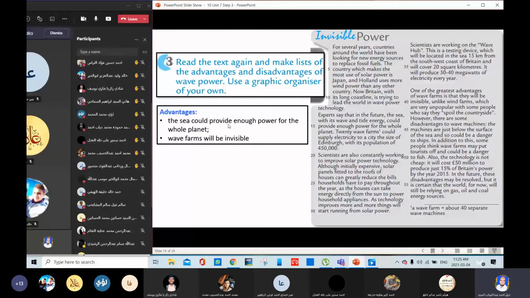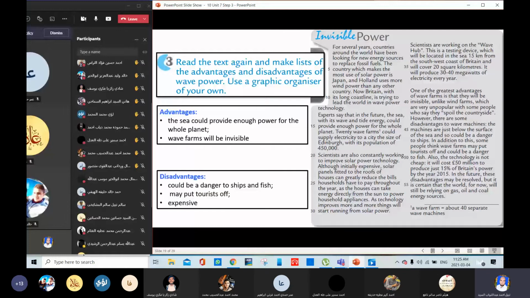And wave farms will be invisible. And you added the wave power is clean, it's infinite, and it doesn't pollute the environment. Okay, the disadvantages: they could be a danger to ships and fish. They may put tourists off. And Shadi said that the technology is expensive. It's not cheap. Excellent. Really, thank you so much. You are a very good student.